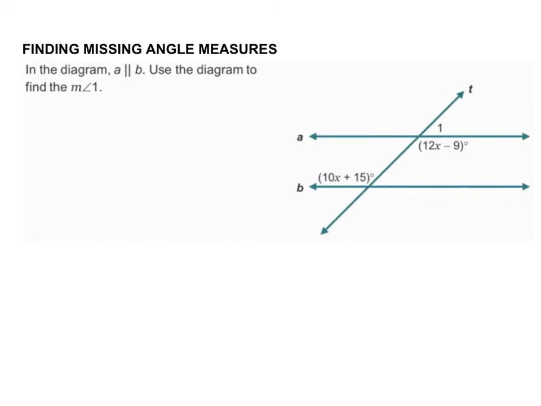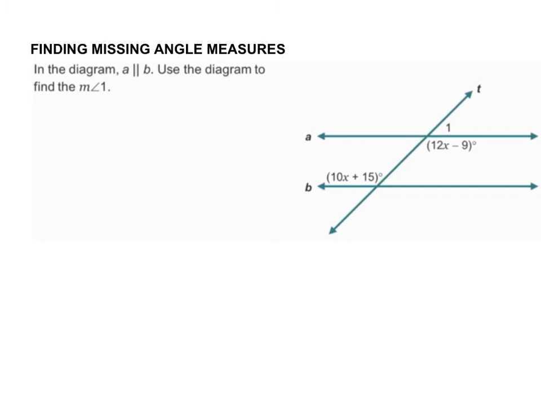Okay, so on this, what I have here is this diagram, okay? And we're finding missing angle measures. So in this problem, in the diagram, A is parallel to B, okay? So I'm going to come in here and just draw some arrows because those don't exist on that problem, okay? And I want to use the relationships that I know to figure out what's angle 1, okay?